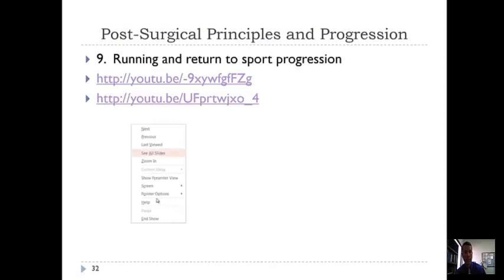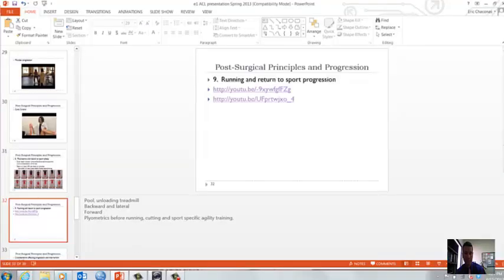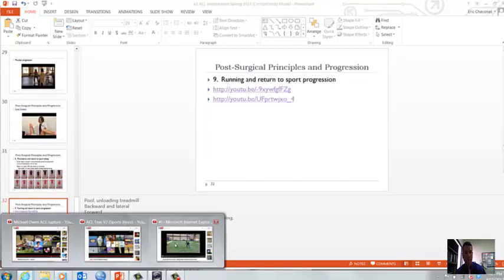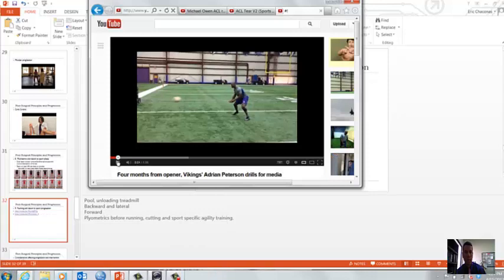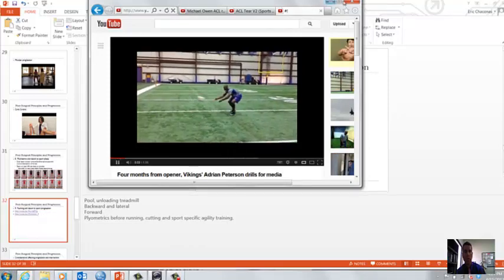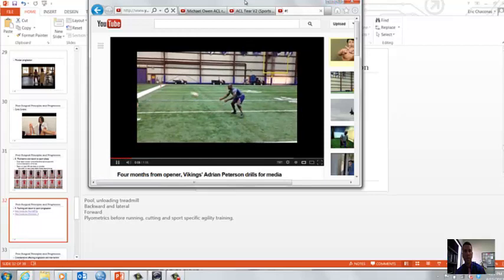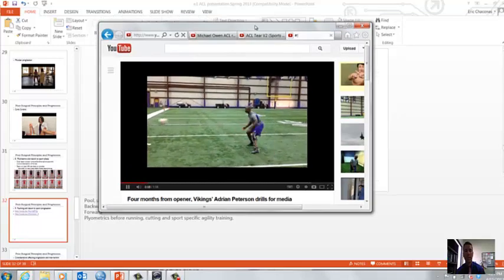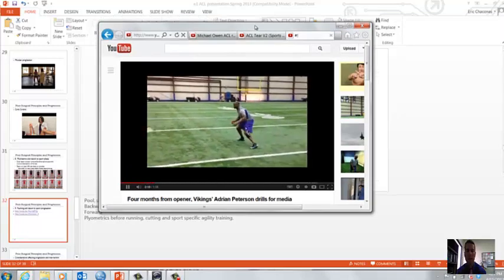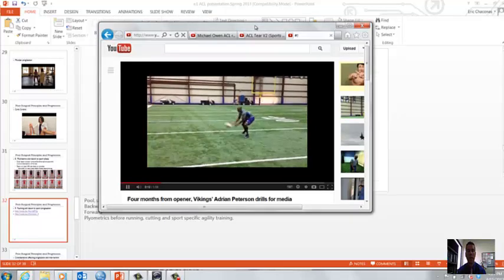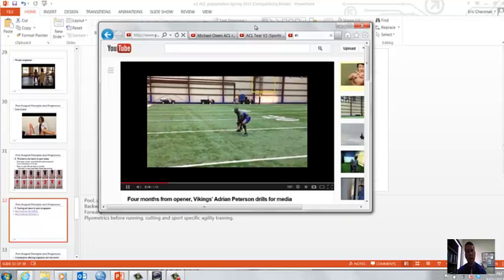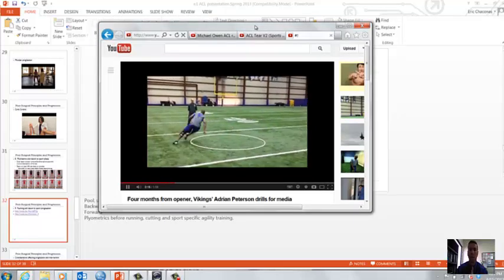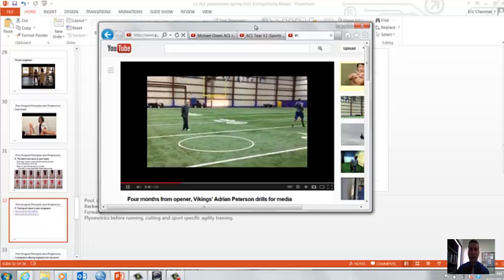Some examples of later return to sport. Here's Adrian Peterson in his post-operative rehab. I think this is 4 months before coming back on the field, and so he's doing a lot of drills for cutting.